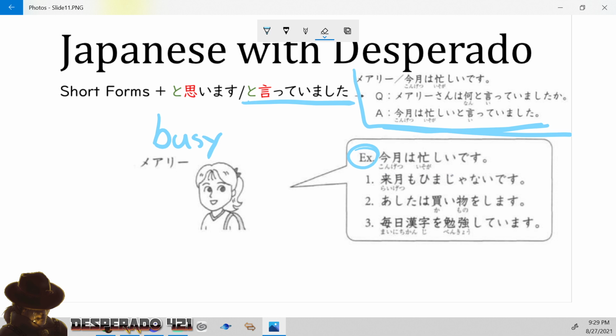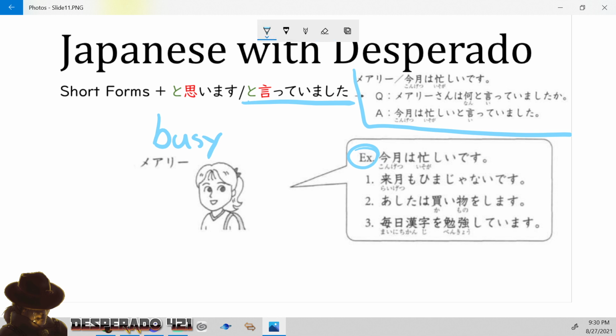Kondatsu or kongetsu. Yeah. Kongetsu wa isogashi desu. Isogashi, there's more there. To. Oh, to. Sorry, I was on the EX circle one. Yep. My bad. So kongetsu wa isogashi to ite imashita. Very good. Fantastic. Let's try and say that a little bit smoother.